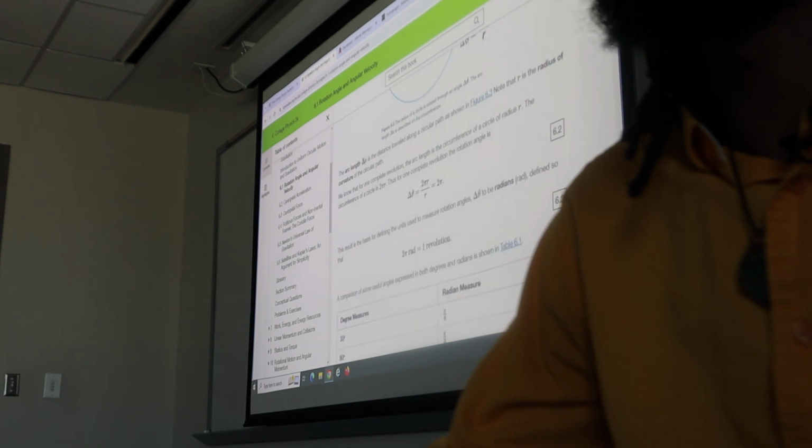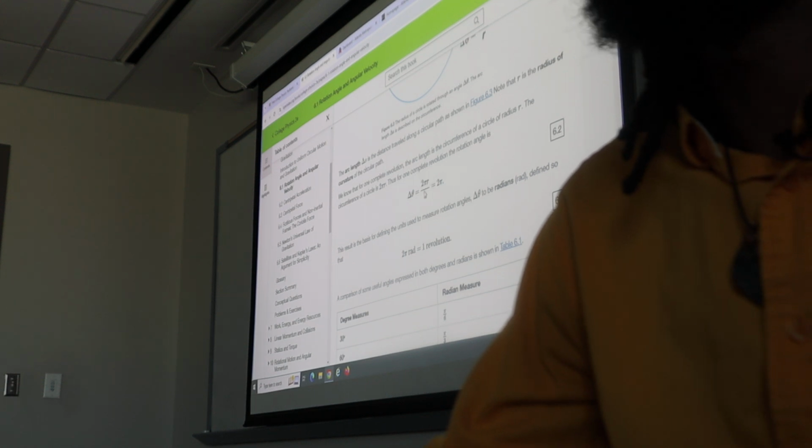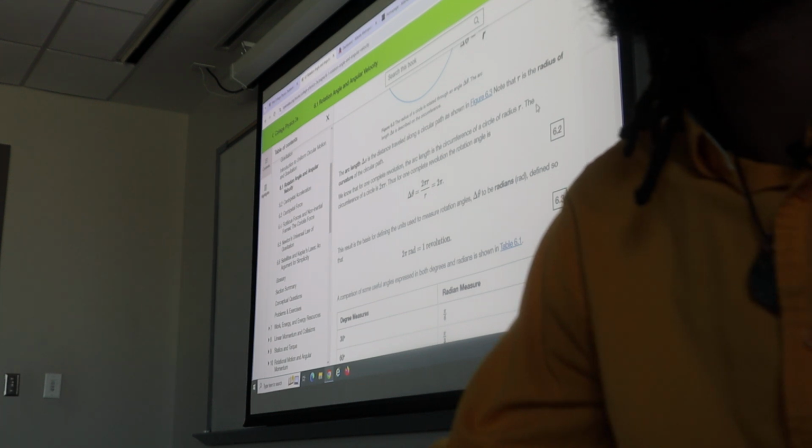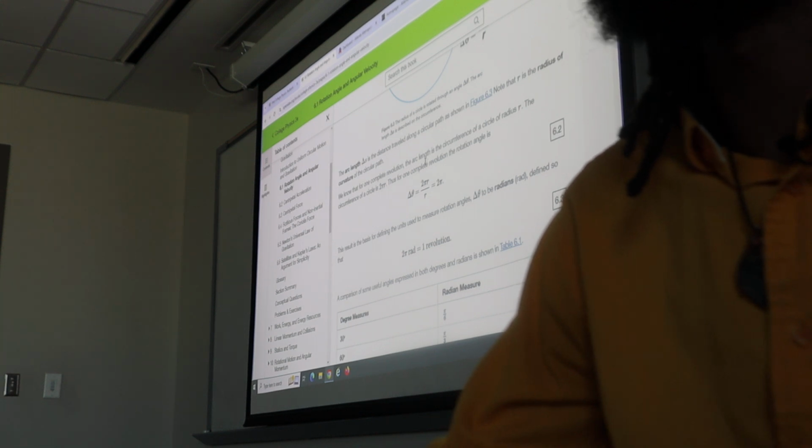So now as we look at ds, okay, what is that? Well, that would be the 2 pi r, because we know that for one complete revolution, the arc length is the circumference of a circle of radius r. The circumference of a circle is 2 pi r. Thus, for one complete revolution, the rotation angle is 2 pi r.